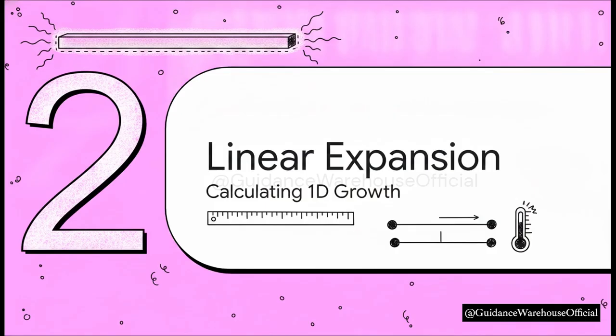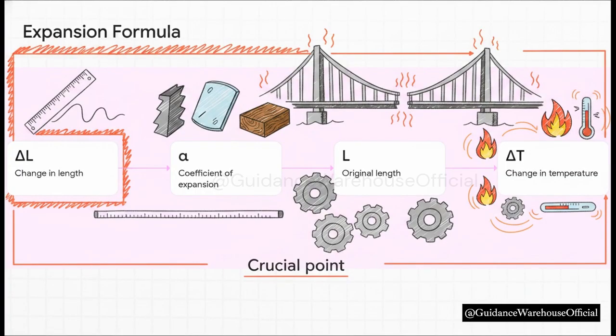Moving on to Section 2, calculating linear thermal expansion. Let's step up from the basic idea and get into the actual math of how an object grows in just one dimension. Okay, here's our formula. Delta L equals alpha times L times delta T. Let's just walk through this step by step like a puzzle. Step 1, delta L is what we're trying to find. That's our total change in length.